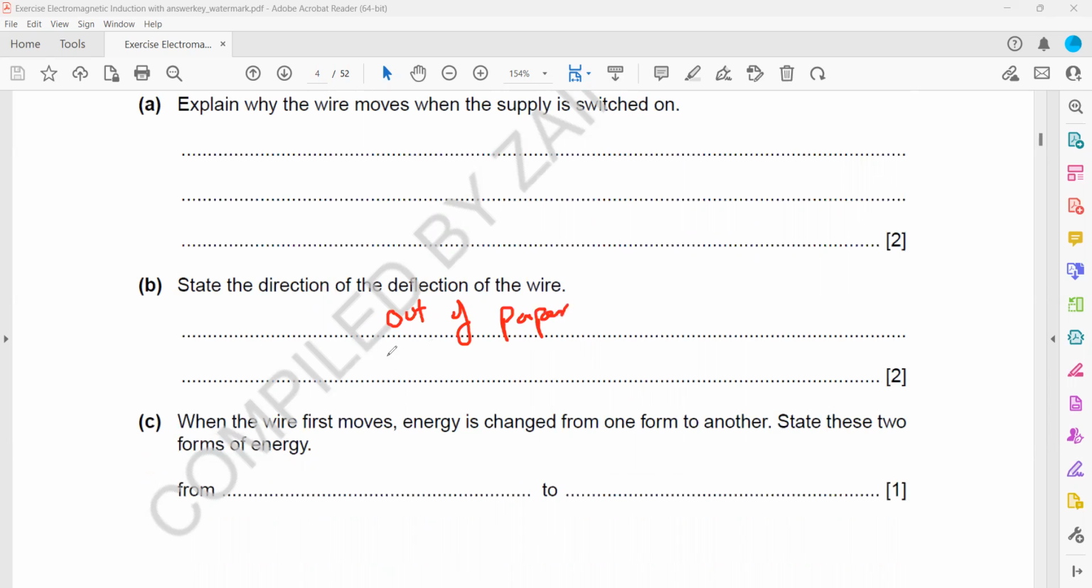And how did we get this? By using Fleming's left-hand rule.